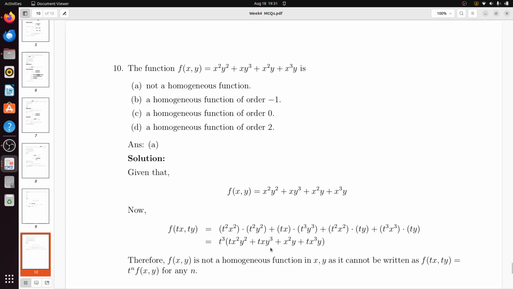Here, t x squared y squared plus t x y cubed plus x squared y plus t x cubed y, there is still some t remaining. So that means you are still not getting a t to the power n into f(x,y) sort of thing. So that means f(x,y) is not a homogeneous function in x, y, as it cannot be written as f of tx comma ty equals t to the power n f(x,y) for any n.